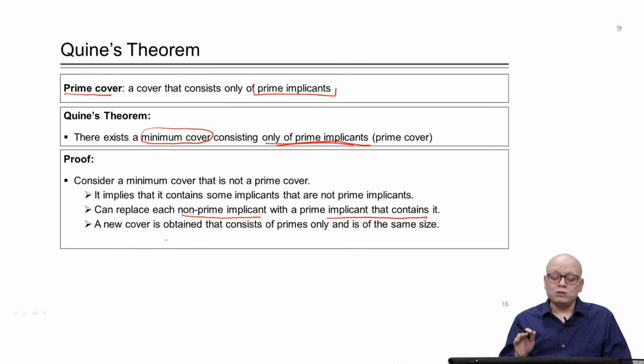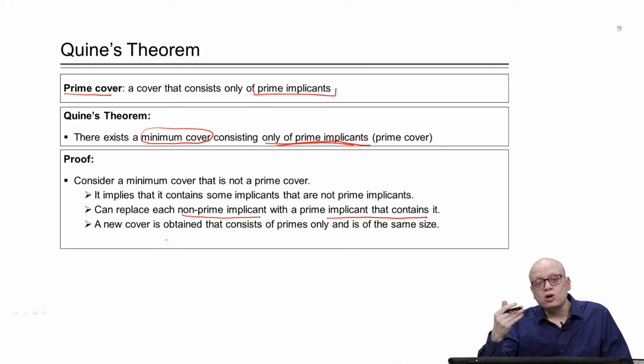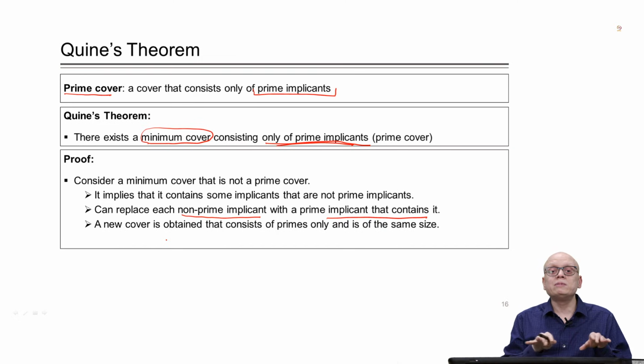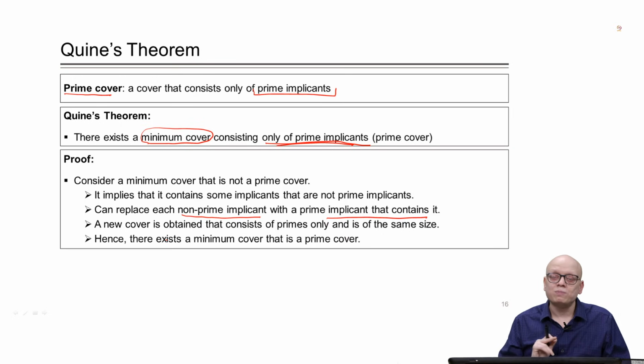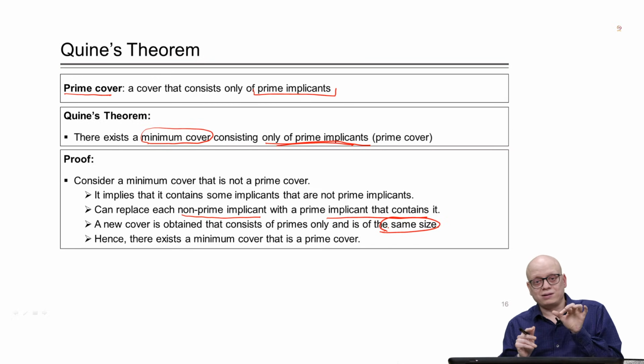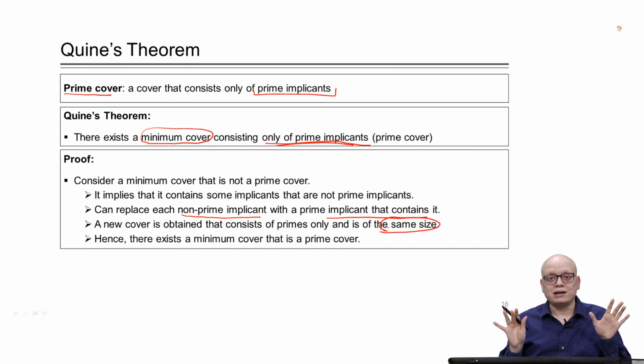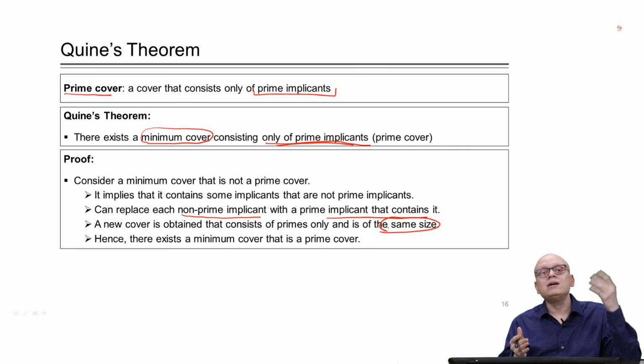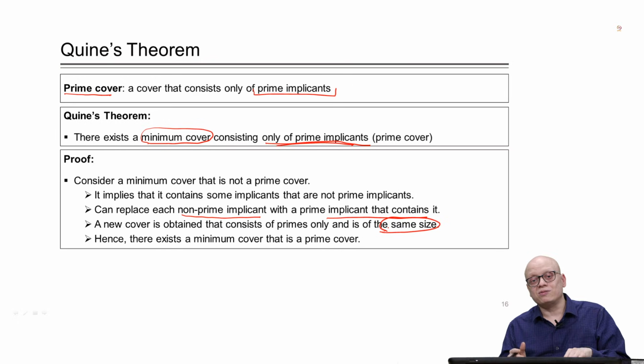Why? Because it only consists of primes. It happened because we have replaced all the non-prime implicants with prime implicants. Now, this cover contains only the prime implicants. And what will be the size of this cover? The size will be the same as the original size, since we have replaced each non-prime implicant with a prime implicant. So, the size is not changing, but what we have done is that we made a non-prime cover into a prime cover.